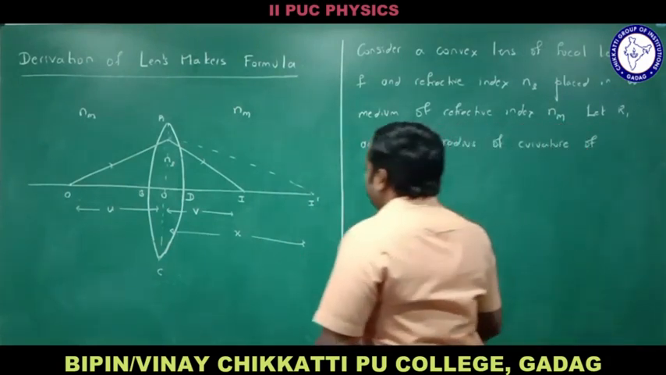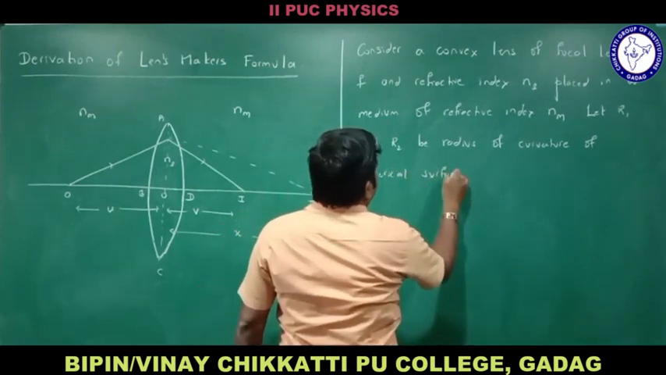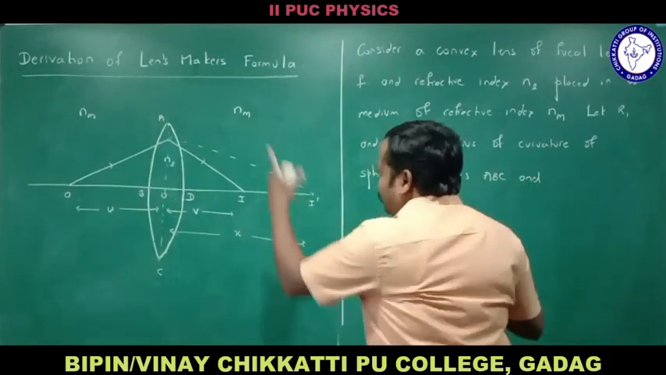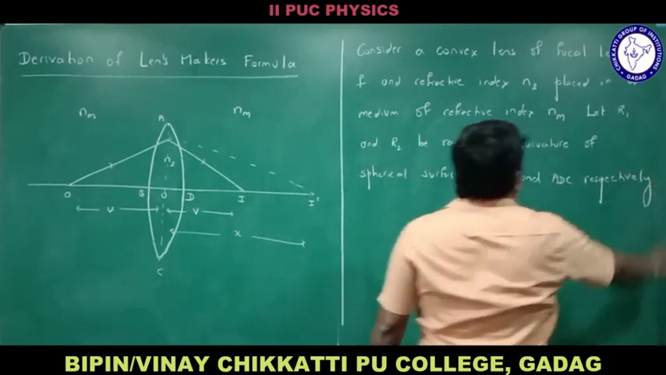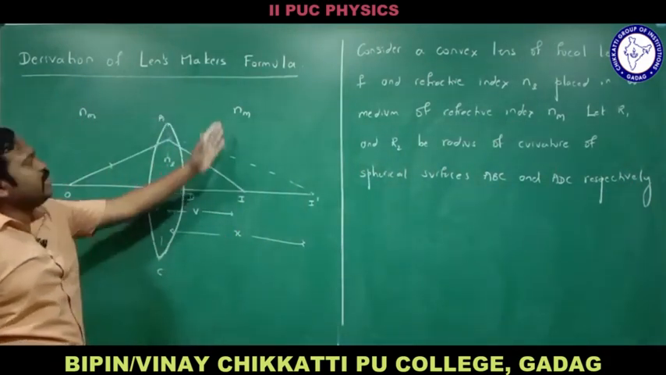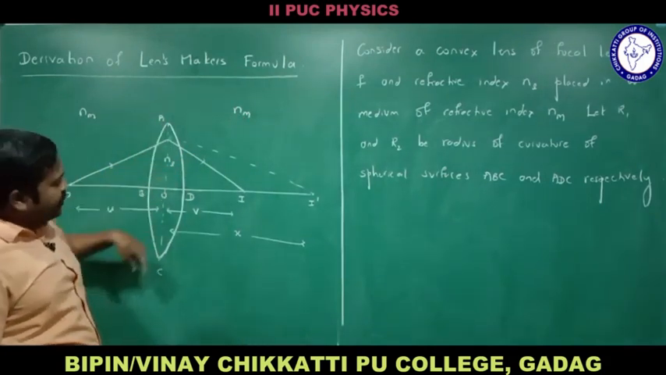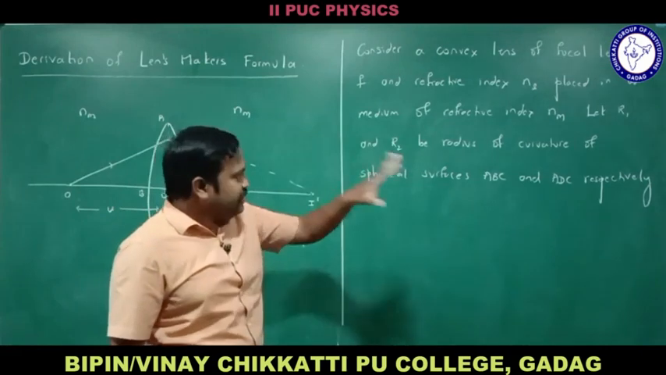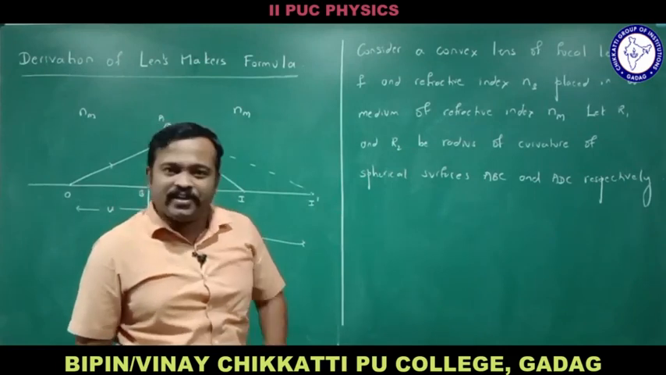Let R1 and R2 be the radius of curvature of the spherical surfaces ABC and ADC respectively. Just we have introduced this ray diagram. Consider a convex lens of focal length F and refractive index NL, placed in a medium of refractive index NM. Let R1 and R2 be the radius of curvature of the two refracting surfaces. One spherical surface is ABC and the other is ADC.